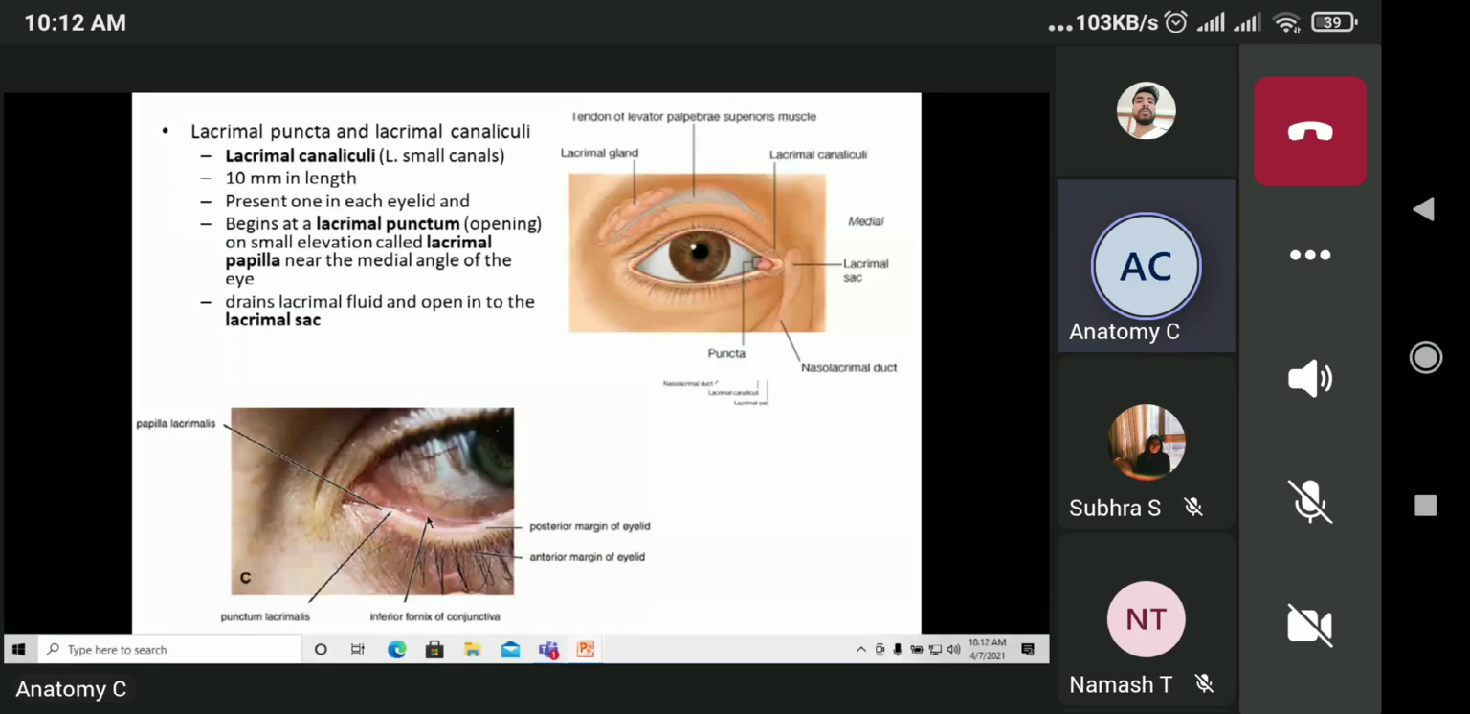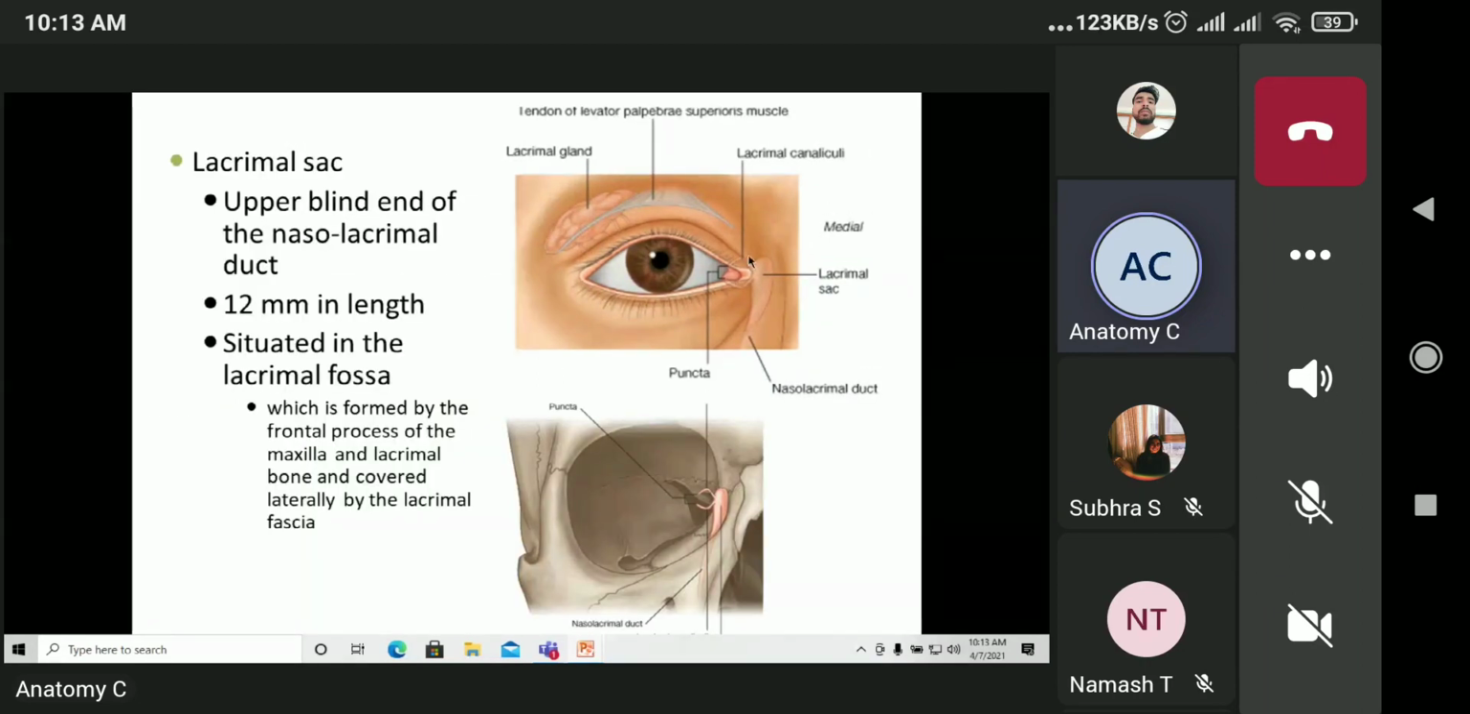So that's why eyeliner or eye pencil is not used for babies. Why? It will block this lacrimal punctum. That's also why ophthalmologists recommend not to put on eyeliner, because it might block this. It begins at the lacrimal punctum opening, drains the lacrimal fluid, and opens into the lacrimal sac. Where is it opening? It is opening in the lacrimal sac.